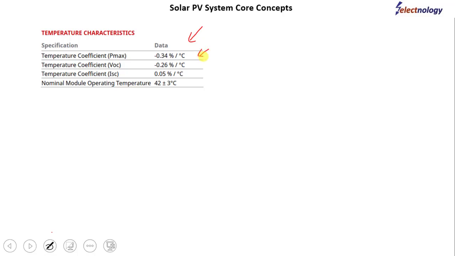For example, this one, temperature coefficient P max, okay? Now this is minus 0.34% per degree centigrade. Now this parameter has a minus sign. Minus sign means that the parameter shall decrease. Now how much? It is 0.34% per degree centigrade, meaning that for each increase in degree centigrade of the temperature of the PV module, the rated power of the PV module shall decrease. This is minus, so we will say it shall decrease. How much? It shall decrease by 0.34%.